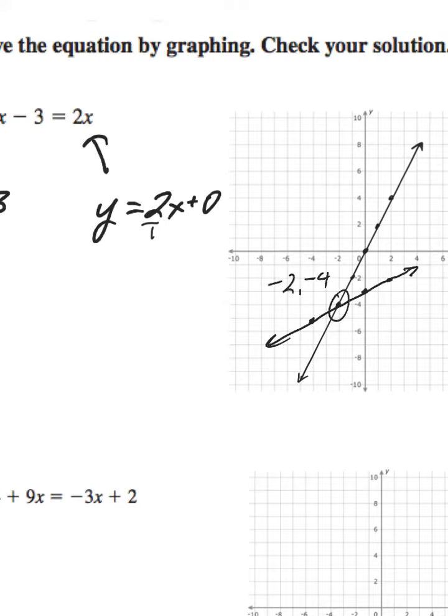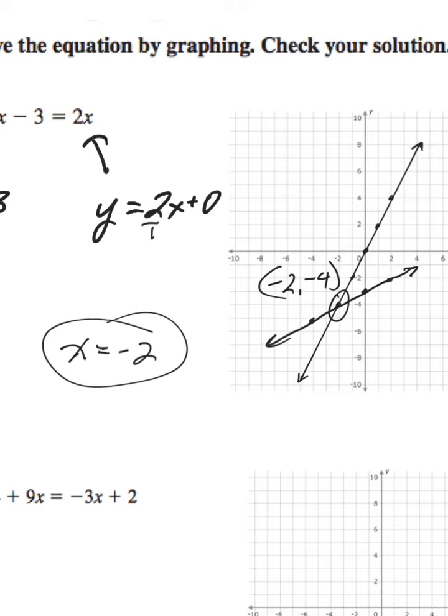And what is the value that I'm looking for, though? x equals what? What is the x value of that point? -2. That's the solution. All right? So you just solved that equation.